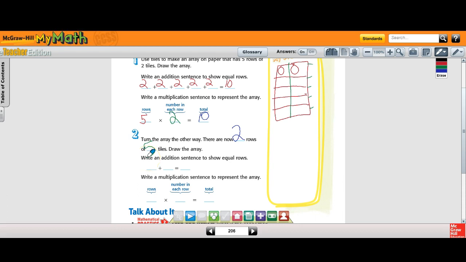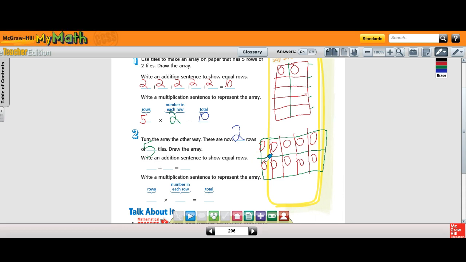So now I have 2 rows. If I'm going to do 2 rows, I just need 1 line. And how many in each row? 5. So I'm going to use 4 lines to make 5 columns. So 1, 2, 3, 4, 5, 6, 7, 8, 9, 10.